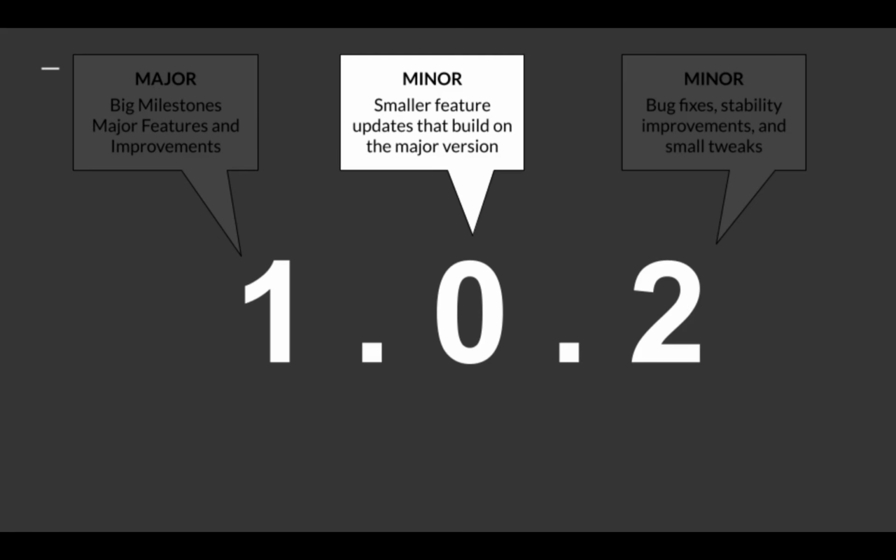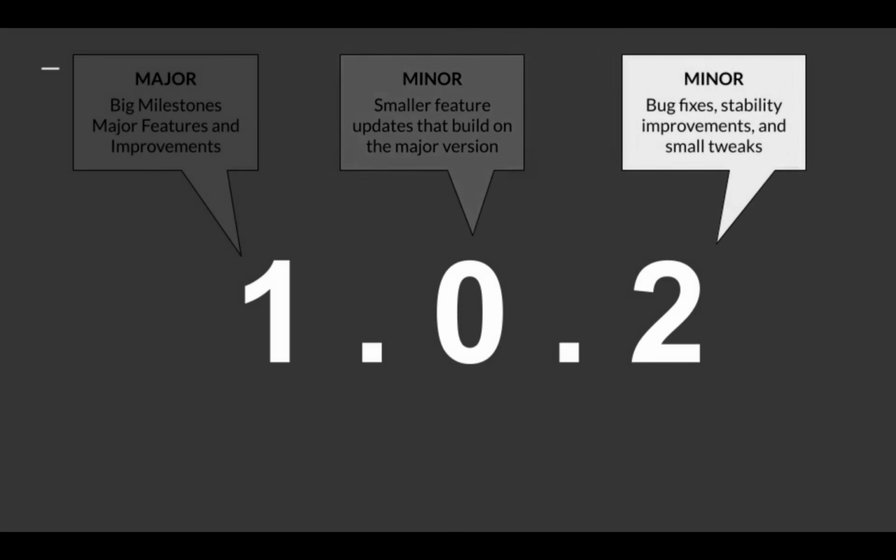And the last number, in this case 2, is the patch. So things such as bug fixes, stability improvements, and small tweaks are usually included. So with 1.02, you're getting the same major 1.0 features, but with 2 rounds of refinements and fixes.